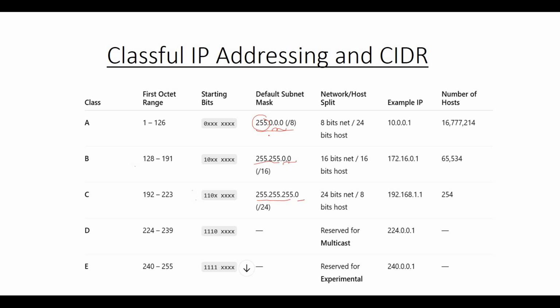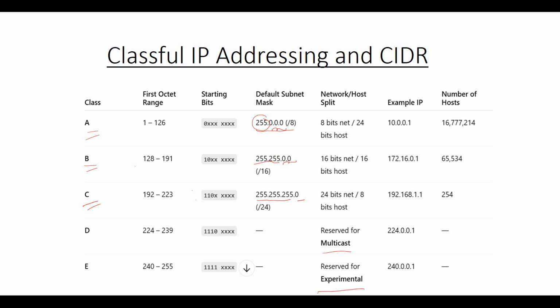If we allocate only 8 bits for the network part, that is called a class A address. If you allocate 16 bits for the network part and 16 bits for the host part, that is called class B. If you allocate 24 bits for the network part and only 8 bits for host addresses, then that is called class C. The remaining class D and class E are reserved for multicast and experimental use. So this is called classful IP addressing.